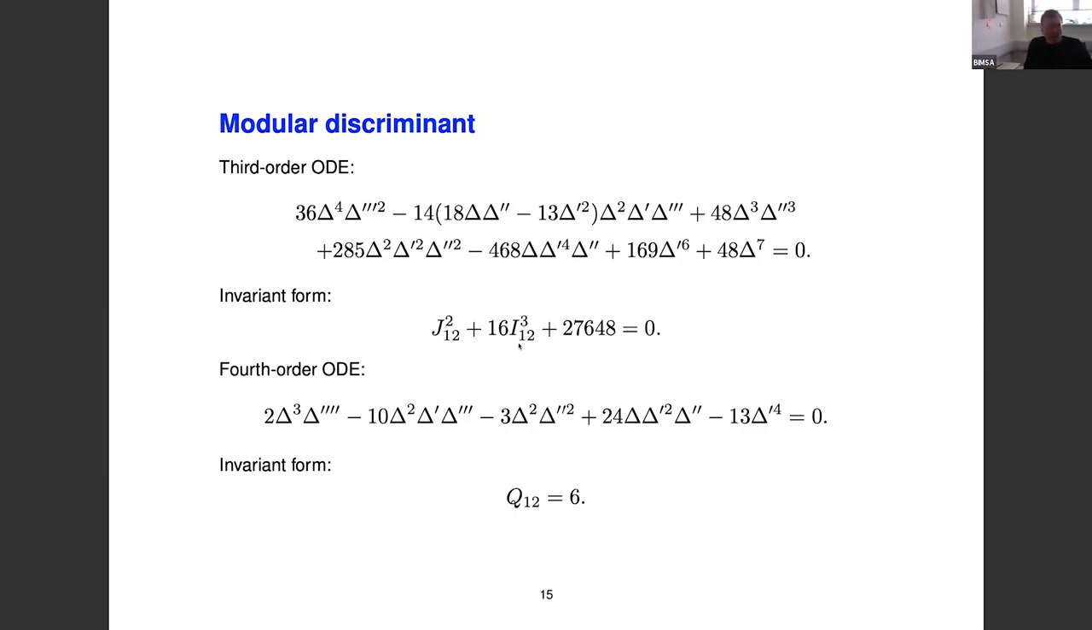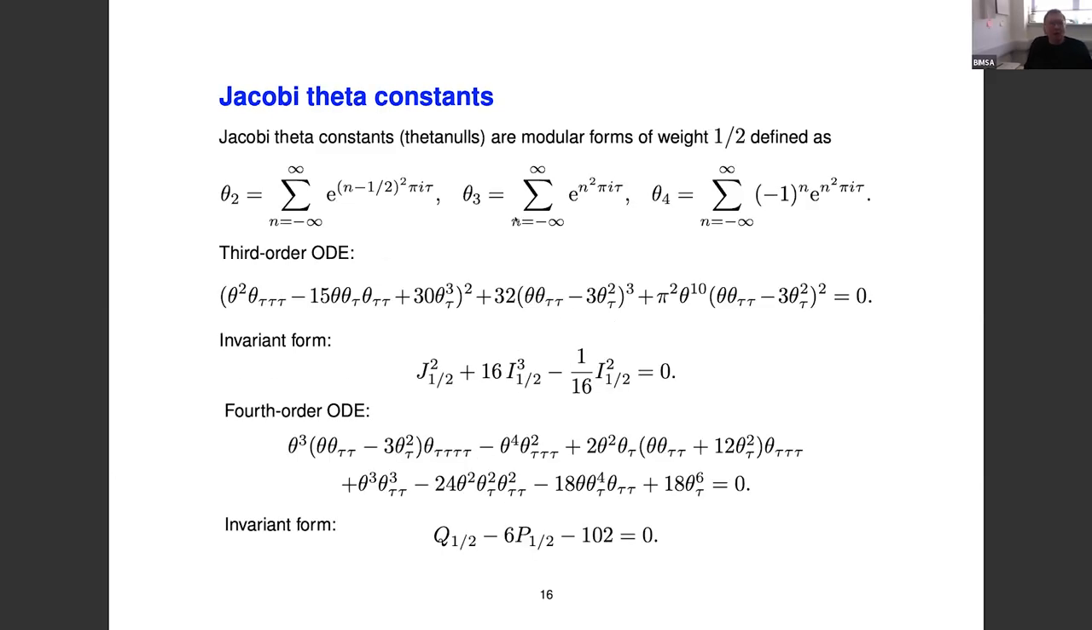All right, so a few more examples. Jacobi theta constants. Jacobi theta constants are also modular forms, of weight 1/2. They are non-classical modular forms on a special subgroup of SL2Z. So theta 2, theta 3, and theta 4. These are the expansions. So they are functions of tau, where tau is a variable in the upper half plane.